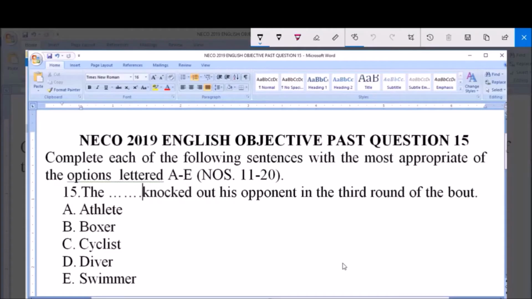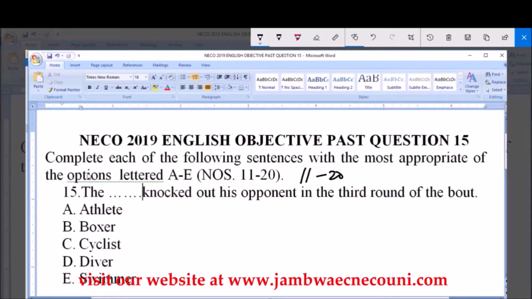Morning, welcome. This is NECO year 2018 English objective past question number 15. The instruction says complete each of the following sentences with the most appropriate of the options lettered A to E, and we are using this instruction to answer questions 11 to 20. The sentence says, "The dash knocked out his opponent in the third round of the bout."